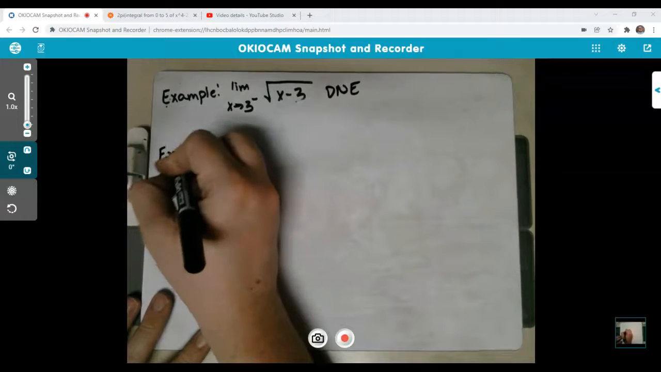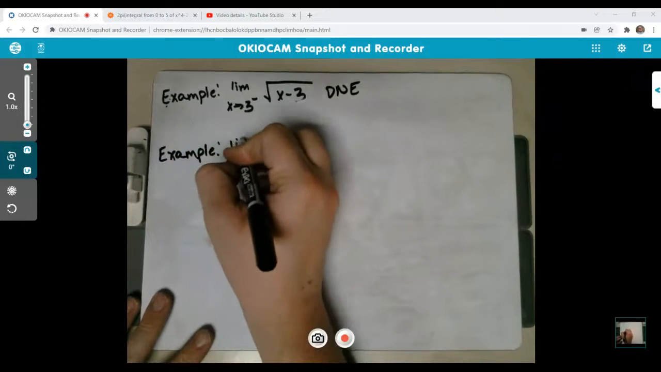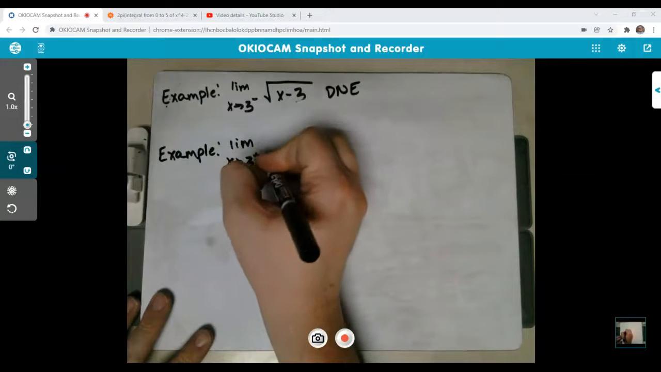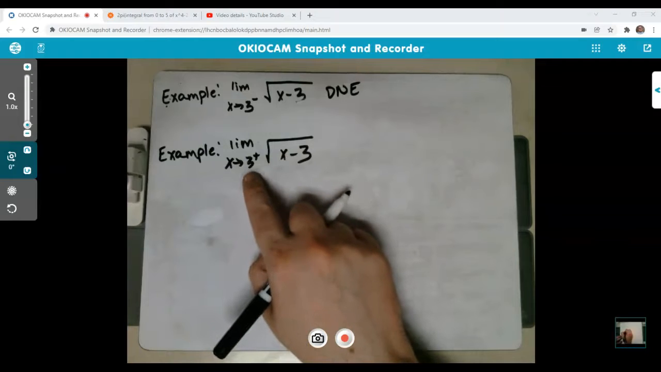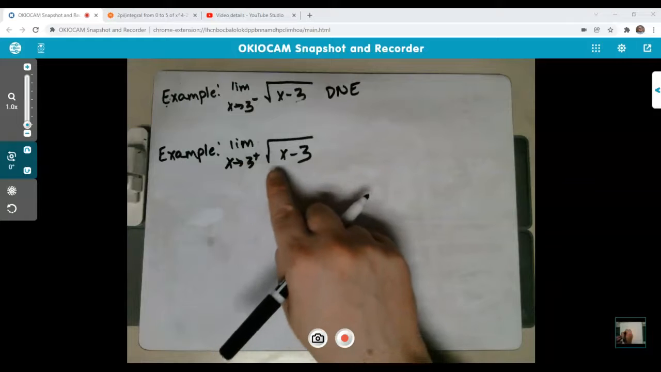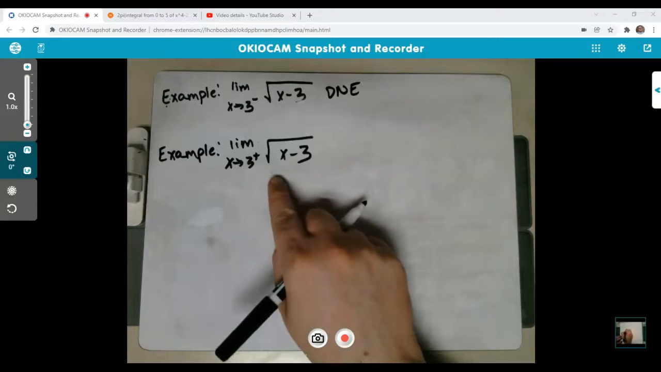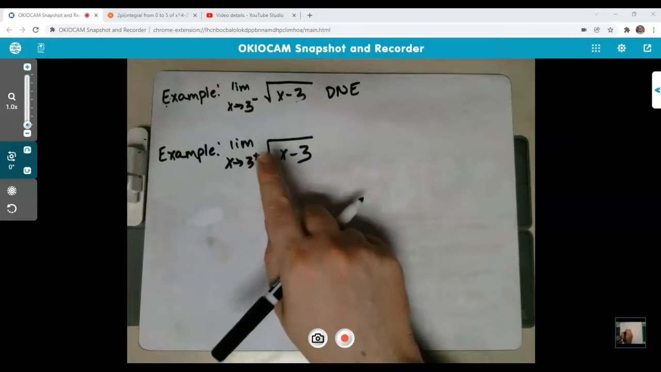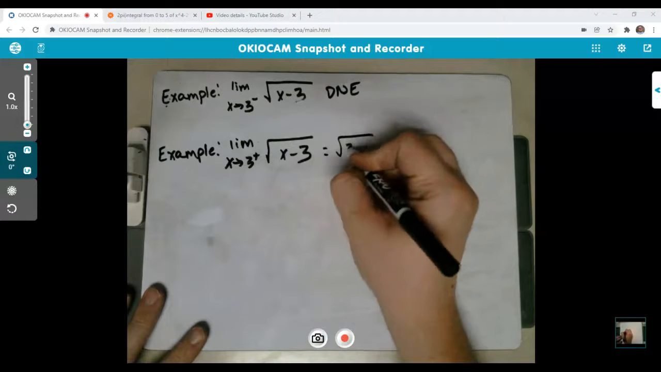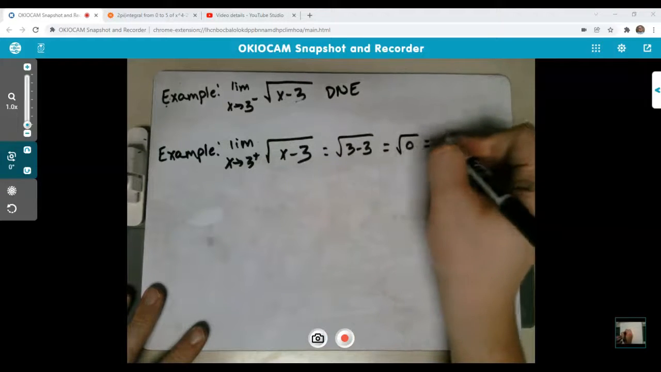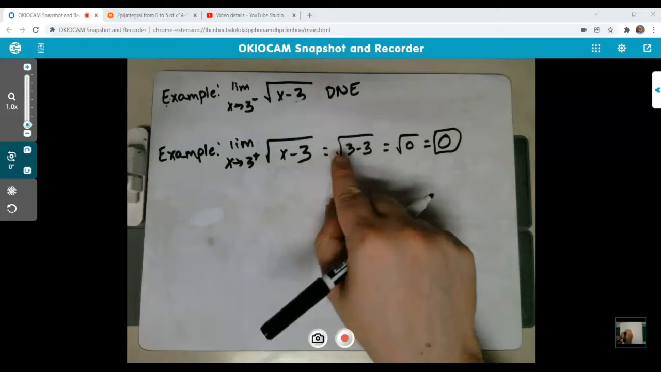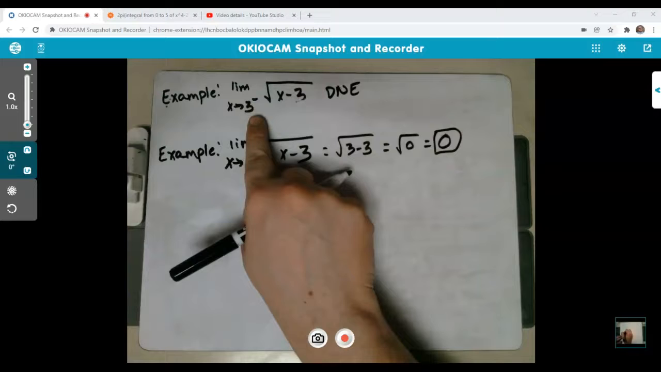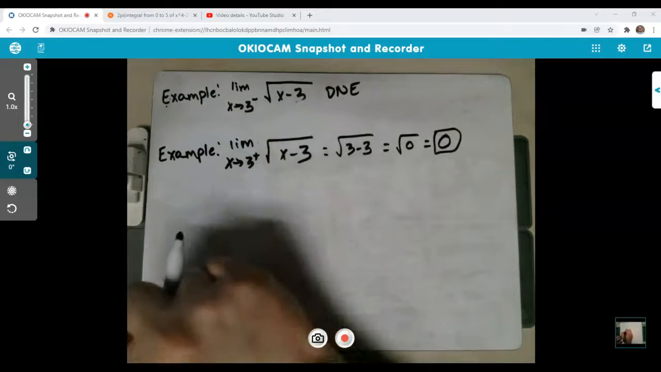Whereas, if I did it on the right-hand side, limit as x approaches 3 from the right-hand side of the square root of x minus 3, this one would work because everything to the right side of 3 does work, right? I can plug in 3.1 and 3.01 and all of that stuff. So this would be fine to do the whole square root of 3 minus 3, square root of 0. So boom. That's fine because everything to the right side is good, right? Whereas over here, everything on the left side, I cannot plug it in.